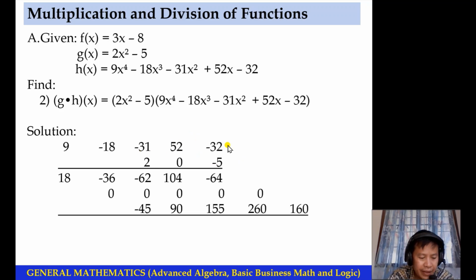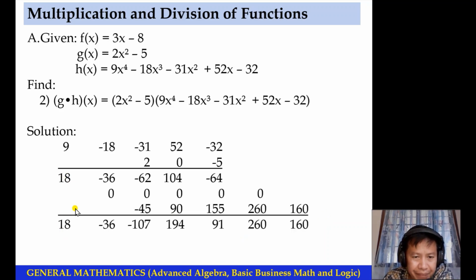Okay, we have 31 times 5 is equal to 155. Negative 5 times 52 is 260. 52 times 5 is 260. Then, negative 32 times negative 5 is positive already. 32 times 5 is 160. Okay, take note of the arrangement of the product of the coefficients because it is in parallelogram form. Okay, bring down 18.